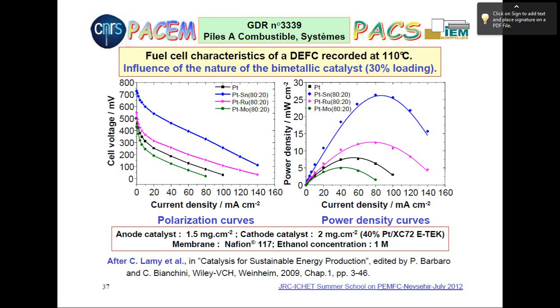Another trick, yes, is nanowires or nanotubes and so on. So you have to decrease the quantity of platinum. For hydrogen, there's no problem. For oxygen, it's a big challenge to decrease the overvoltage by choosing a good catalyst.